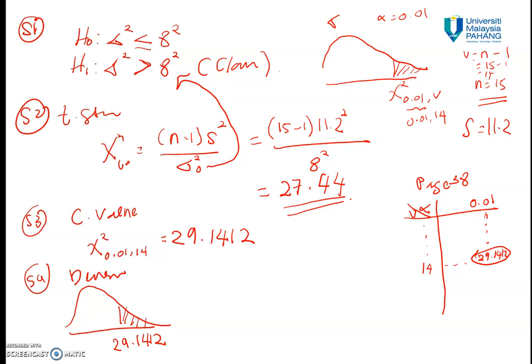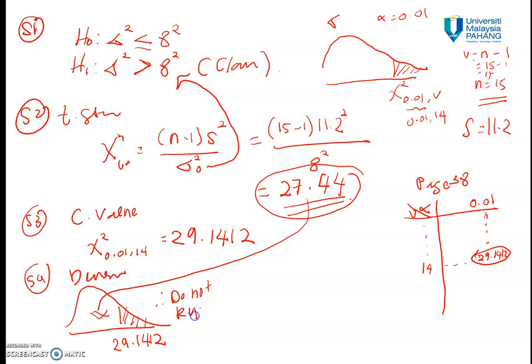Now, the comparison is still similar. Reject H null when the chi-square test value is at the dark side, in this case greater than 29.1412. So this one, is it at the bright side or at the dark side? Here it is at the bright side, isn't it? So since it's at the bright side, do not reject H null.